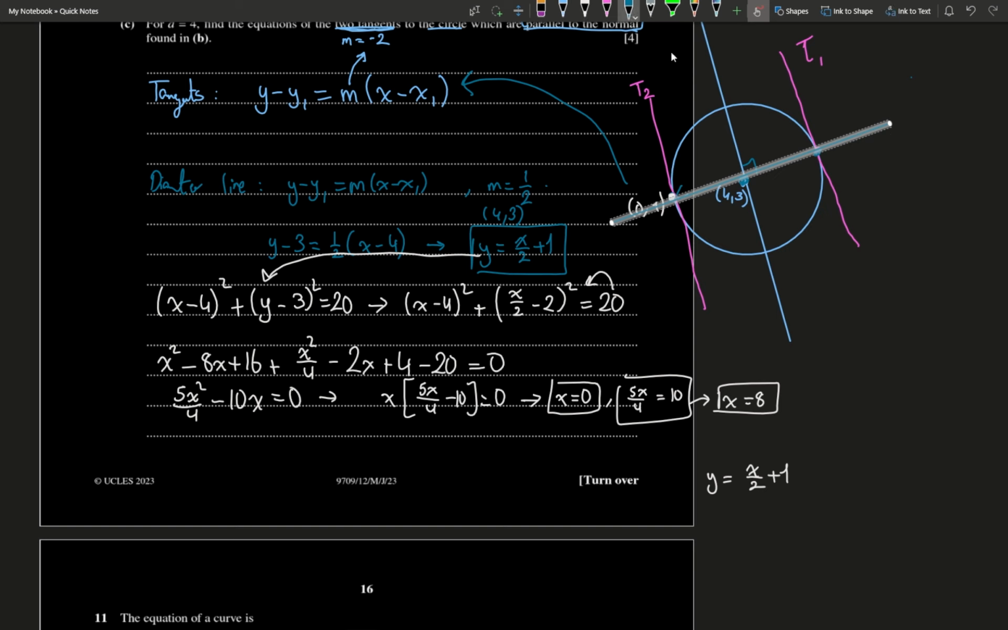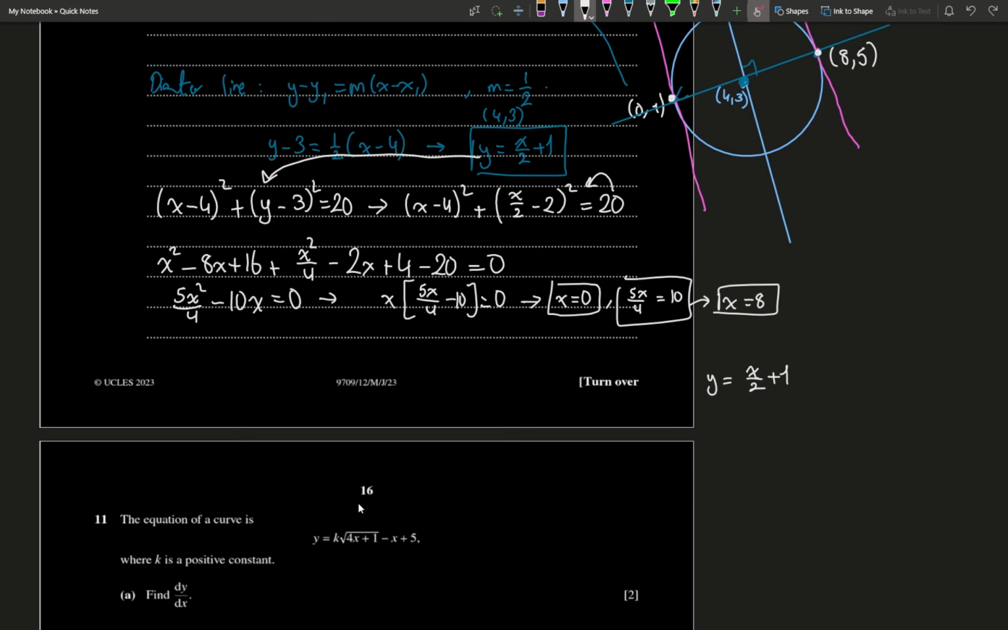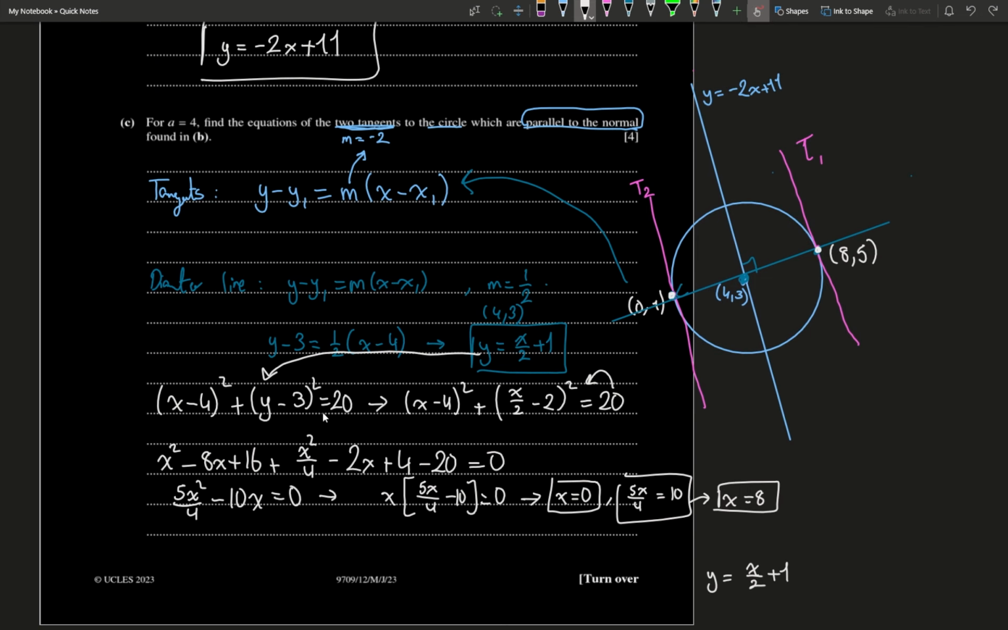Okay, well this point is equal to what we said, 8 comma 5. Yes: 8 over 2 is 4, plus 1 is 5. So we found our coordinates. Now we can finally substitute into this equation to find the tangent.